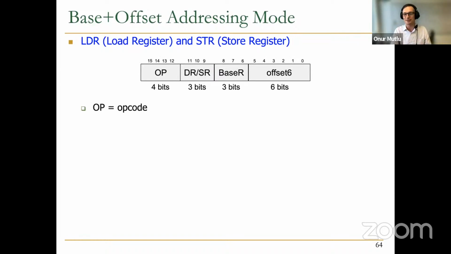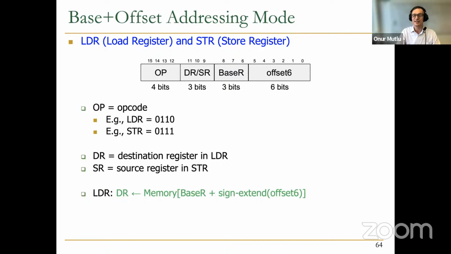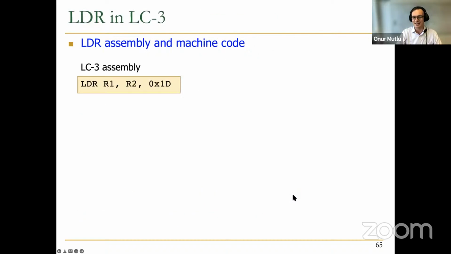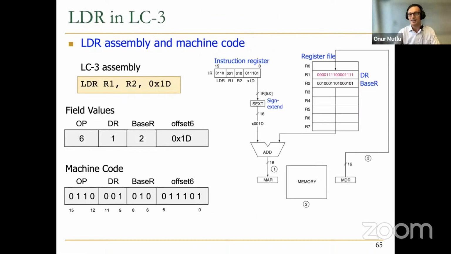Base plus offset addressing mode is the addressing mode that we have seen in LDR and STR. So I'm going to go through this relatively quickly. Basically, we've already seen this before: LDR and STR, load register, store register. And the addressing mode is base register plus sign extended offset 6. And this is how it's executed. Basically, you take a base register, add to it a sign extended, I think, 6-bit offset. And you put the value into the MAR, and then you do the memory read, and then the data is available in the MDR, and you take the value in the MDR and put it in the destination register.